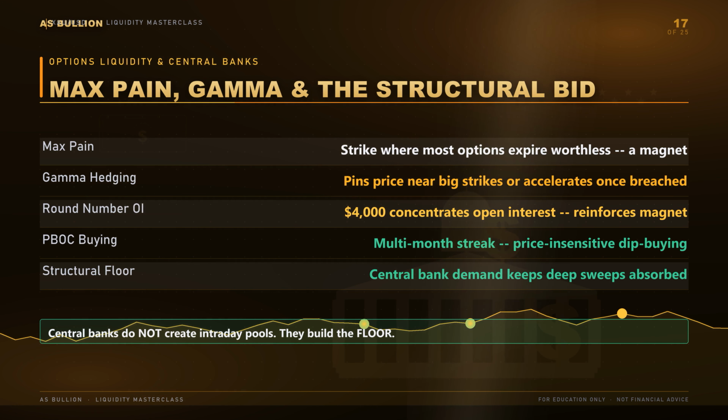And then there is the structural bid unique to gold. Official sector buying, the PBOC multi-month buying streak and others via the World Gold Council, is price-insensitive, dip buying demand. It does not create intraday pools, but it builds the durable floor that keeps deep sweeps into big levels getting absorbed rather than collapsing.